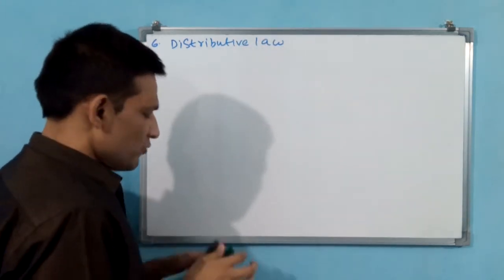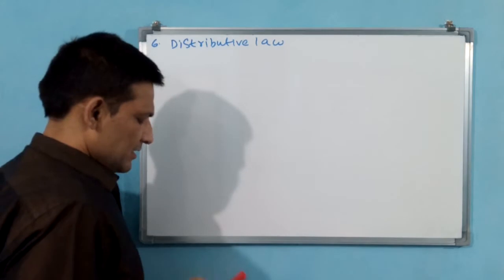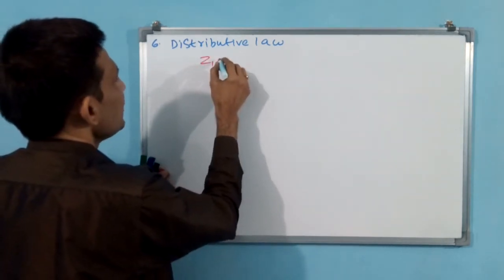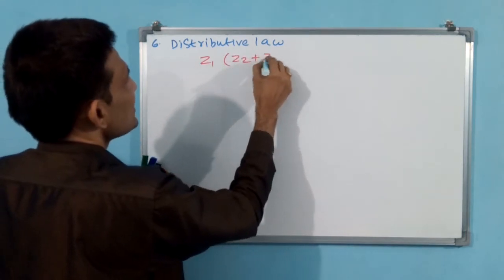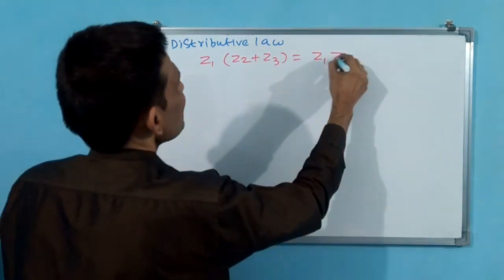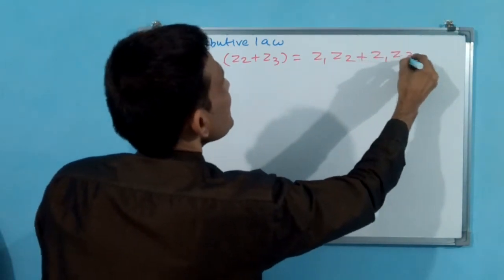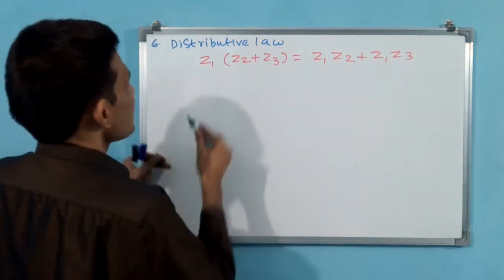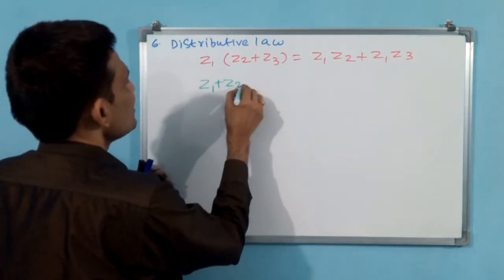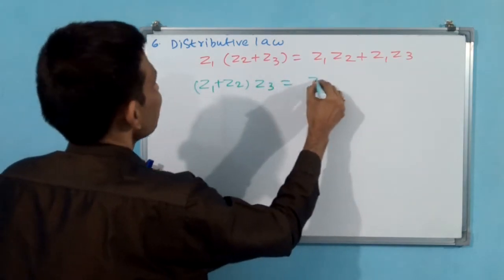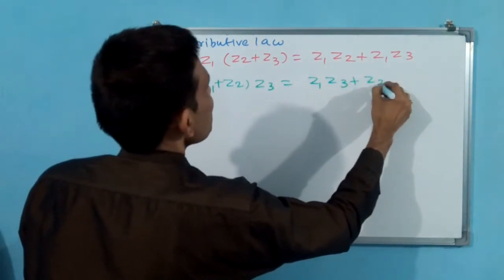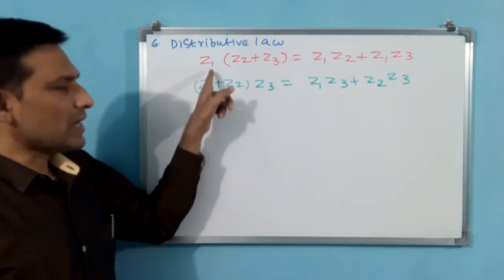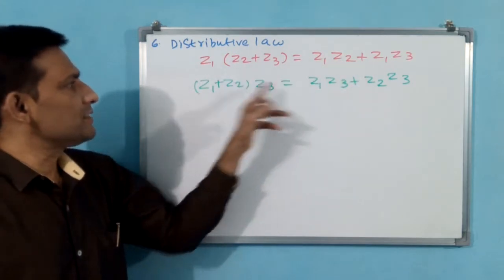Distributive law means distribution is occurring. How it is distributing, you see simply: Z1 into (Z2 plus Z3) is equal to Z1 Z2 plus Z1 Z3. You can also write another one: (Z1 plus Z2) into Z3 is equal to Z1 Z3 plus Z2 Z3. See, both are different, but this is equal to this one.